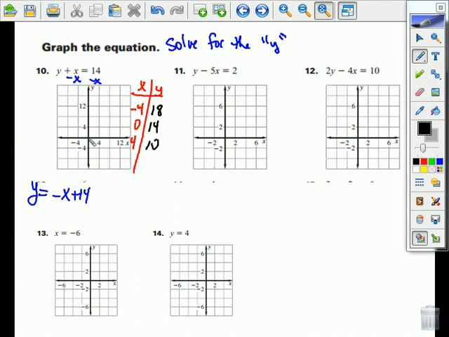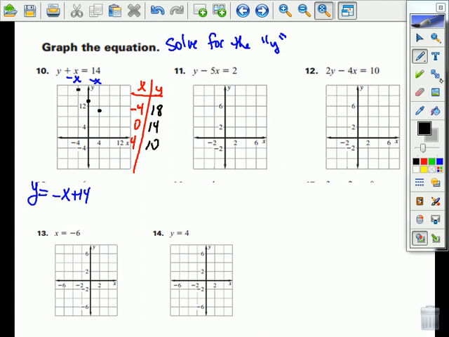And now I just plot my points. So I have negative 4, 18. So this is 14, or sorry, 16 and 20, so here we go. 0 is 14. And 4 is 10.